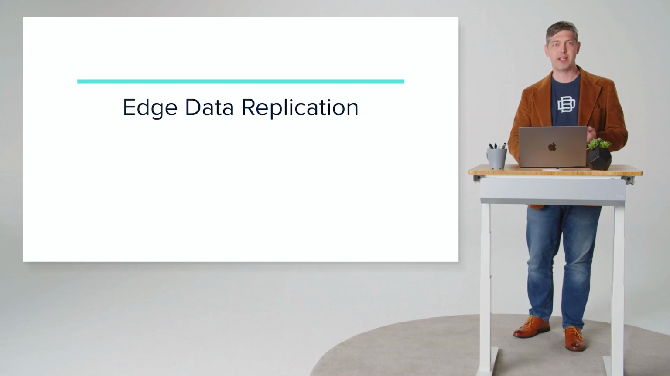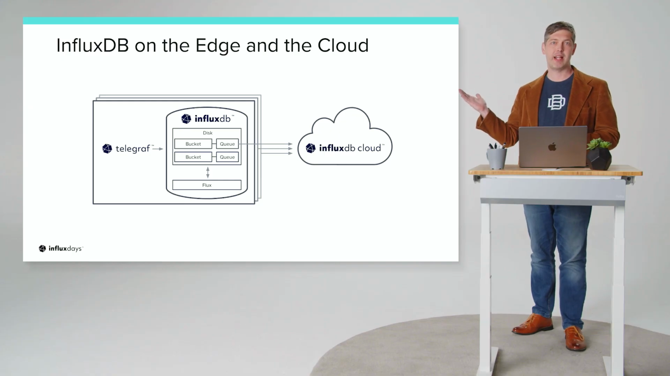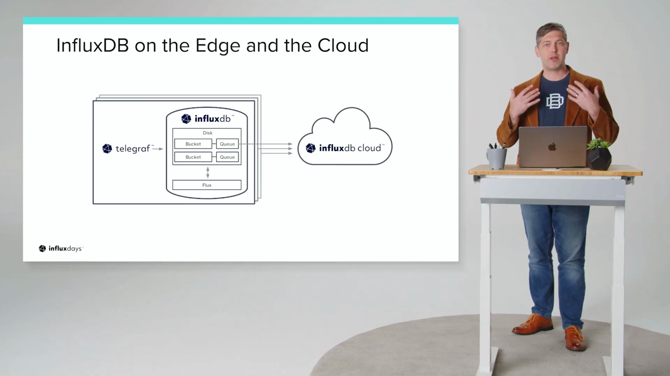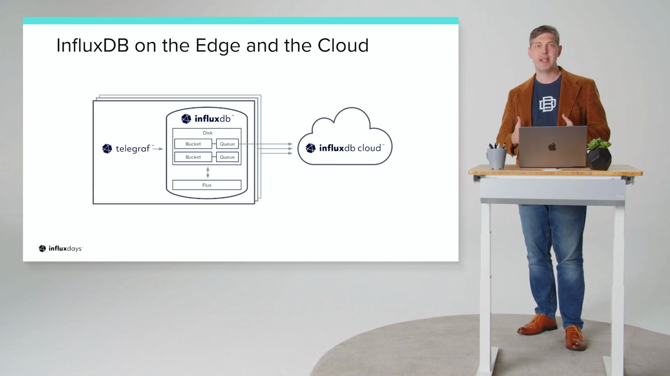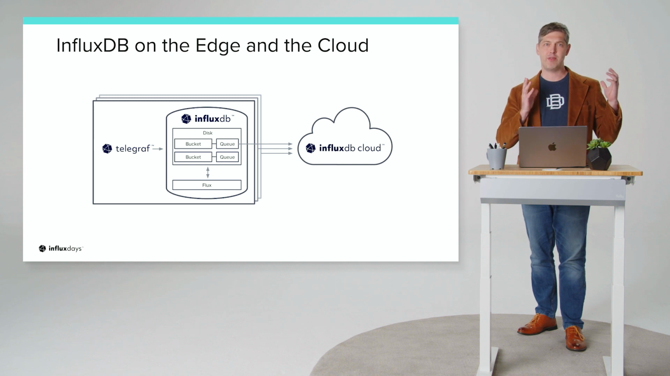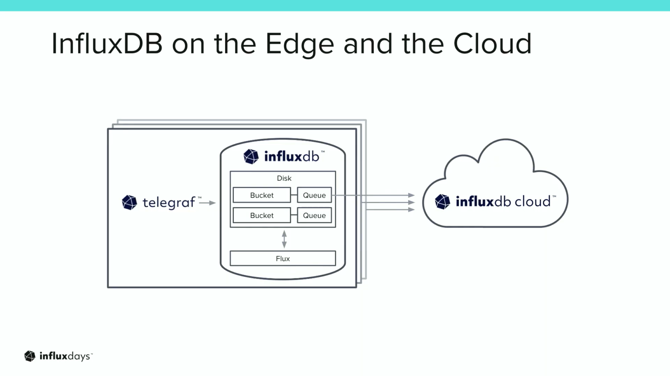Now, the last thing I want to talk about is actually fairly new for us, and it's something that we call edge data replication. Now, for a long time, people have been running InfluxDB on an edge gateway or close to their sensors, in addition to maybe having it up in the cloud somewhere too. But there wasn't an easy way for them to get data from one to the other. Edge data replication takes care of that problem. It lets you connect multiple instances that you have running on the edge, close to your devices or the source of your data, back up to a centralized location like InfluxDB Cloud.